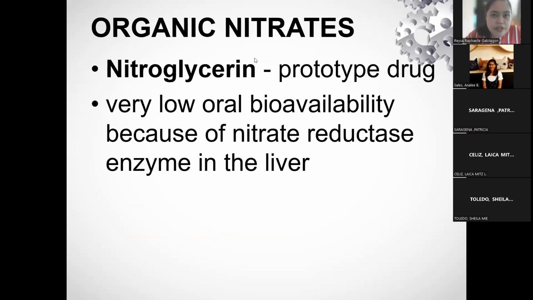Okay. This is it. Our organic nitrates. Our nitrates, class, can decrease the demand of oxygen in the heart. So what is the example? We have our prototype drug here. Our first drug, nitroglycerine. Now, our first problem with nitroglycerine is it has a very extensive hepatic first pass effect.